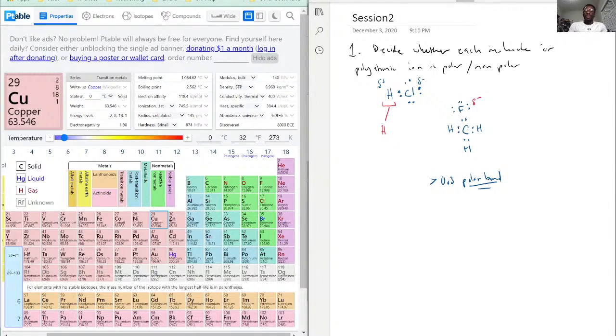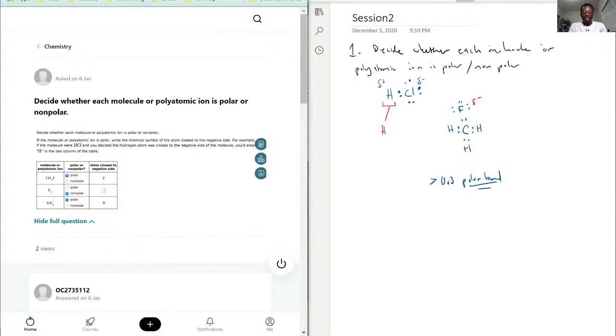Now, the second part of the question asks which is the atom close to it. Because of that, it would actually be carbon. Carbon will be the atom closest to the fluorine, because fluorine is the negative. So the atom close to the negative side is the one attached to it, and that would be the carbon, not the hydrogens. So with that being said, for the first box, CH3F, we have the first answer. It is indeed polar, and the atom close to it will actually be carbon.